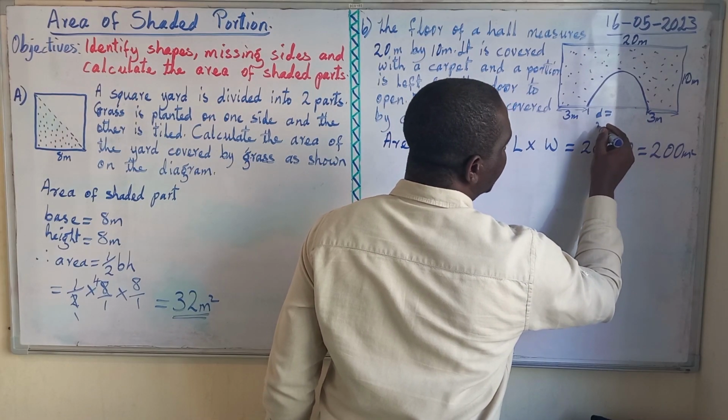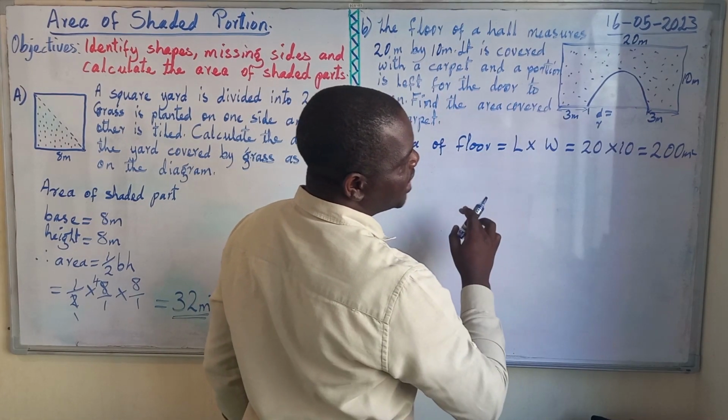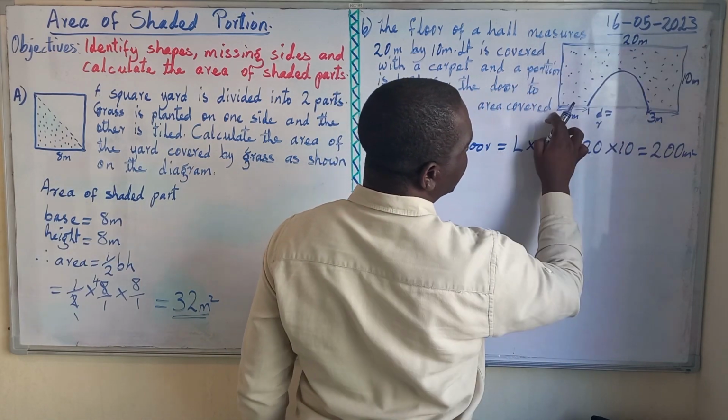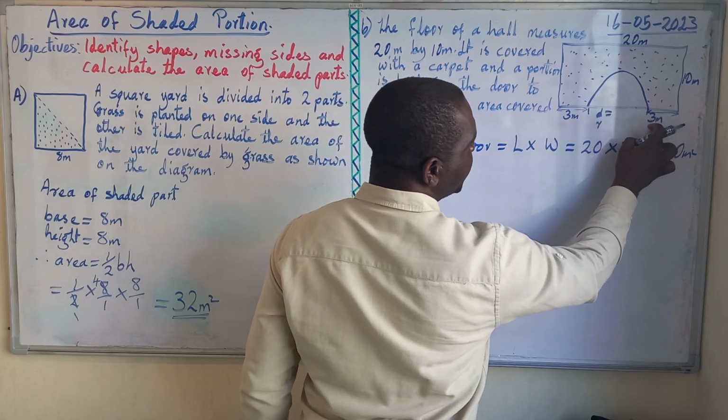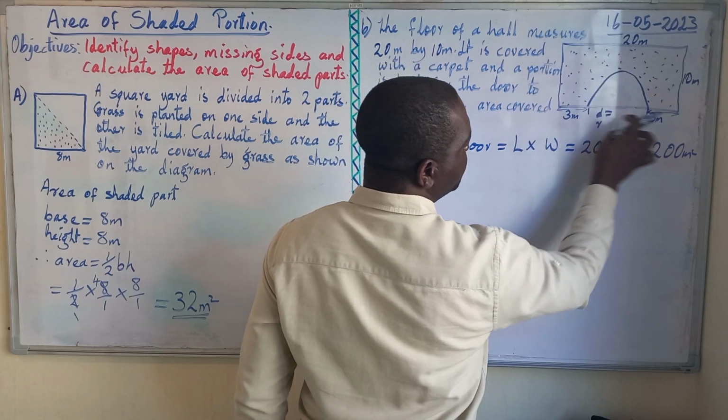Then from diameter, we can find radius. Let's find the diameter. If from here to here is 20 and from here to here is 3, from here to here is 3, we're going to subtract 3 plus 3 from 20. So 3 plus 3 is 6.